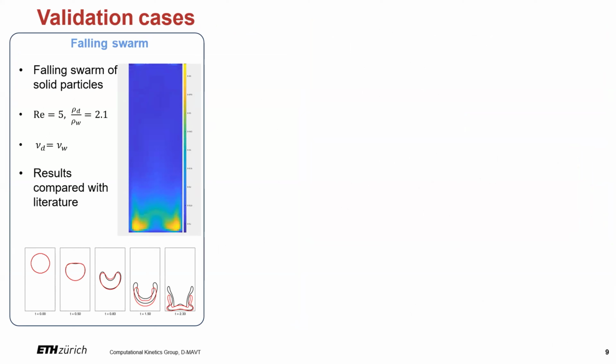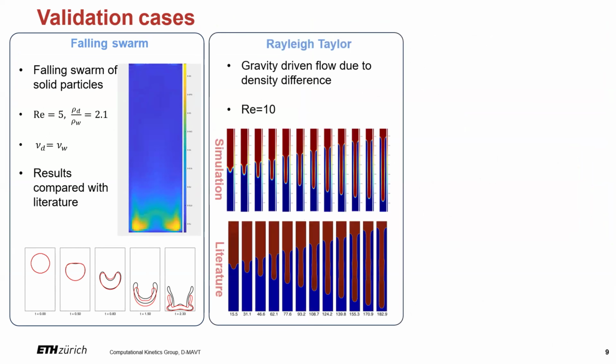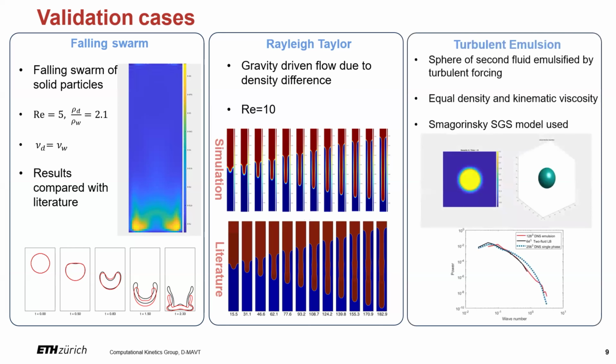For a more quantitative test case, we did Rayleigh-Taylor at a lower Reynolds number, and we got quite a good comparison. We also wanted to do it for turbulence because that's the main application for this, and that's a much more complicated situation. So for the turbulent case, we did a turbulent emulsion where you have two fluids, both of which have the same viscosity and the same density, so no density ratio in this case.